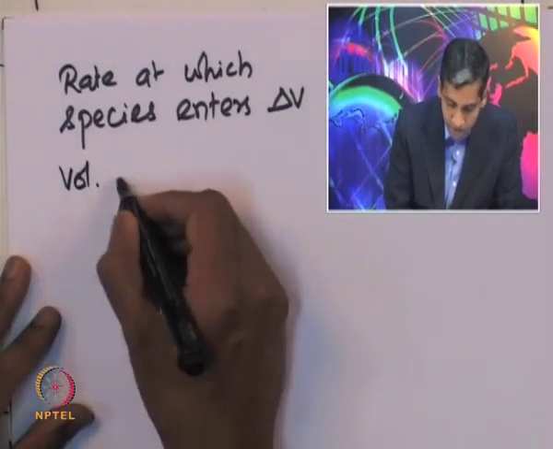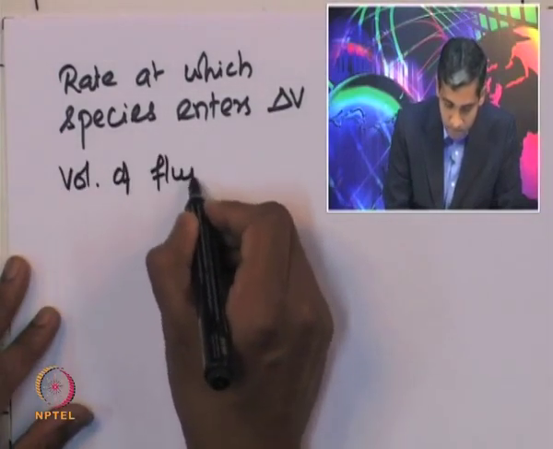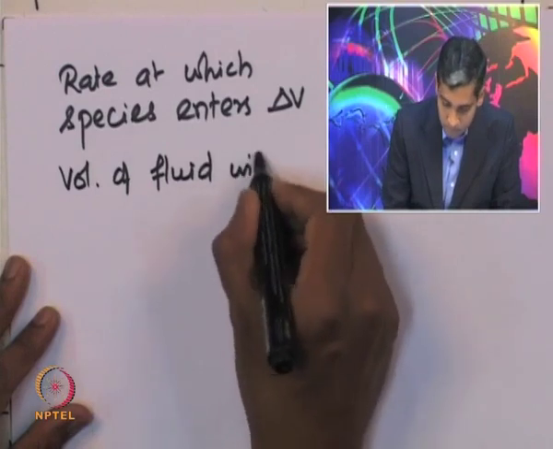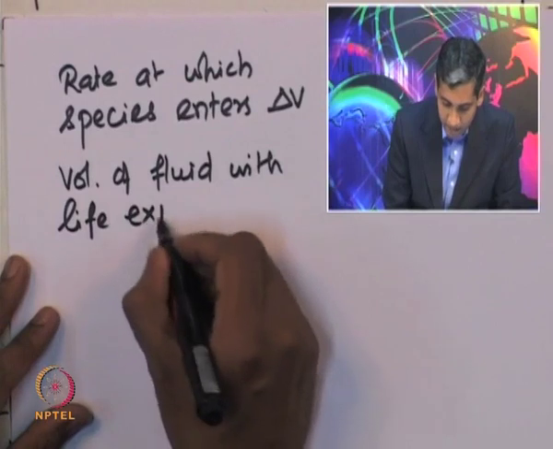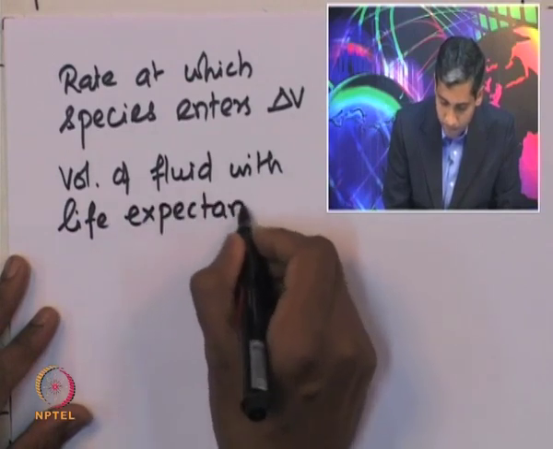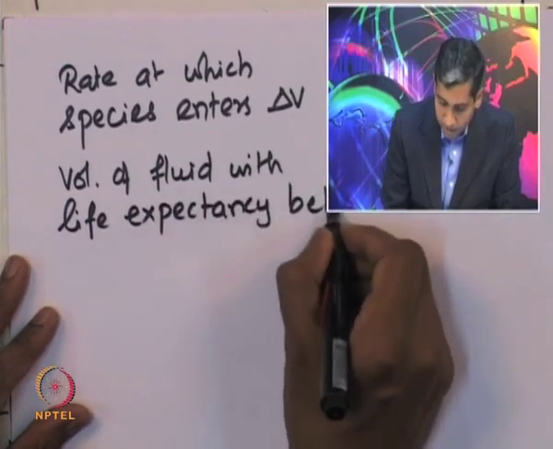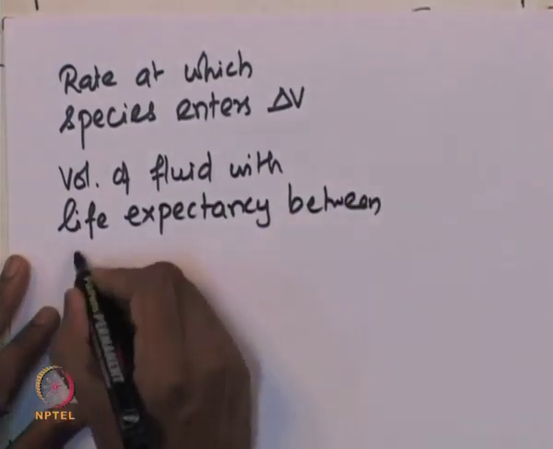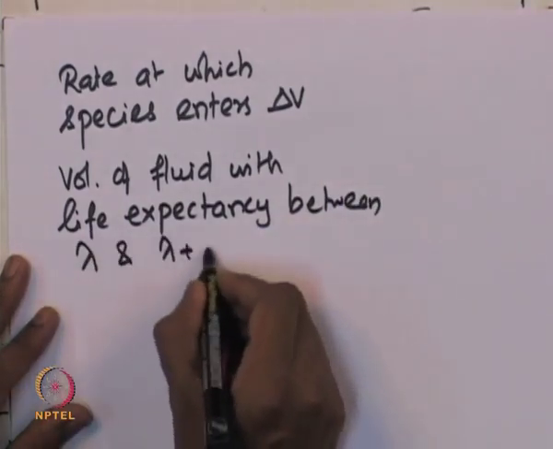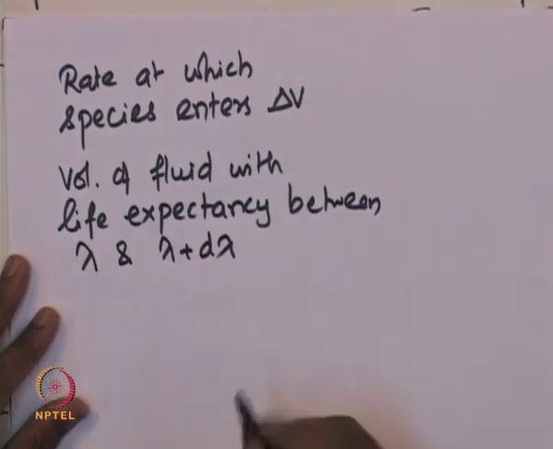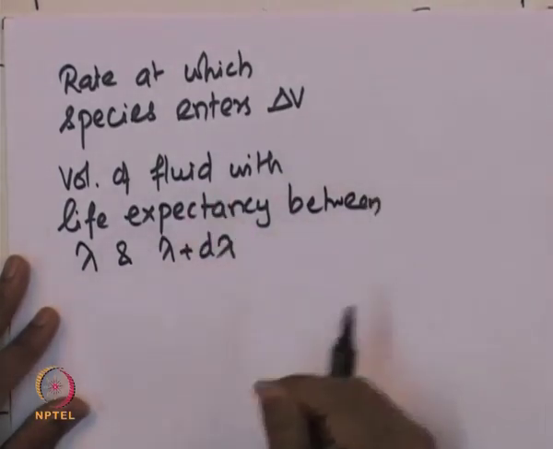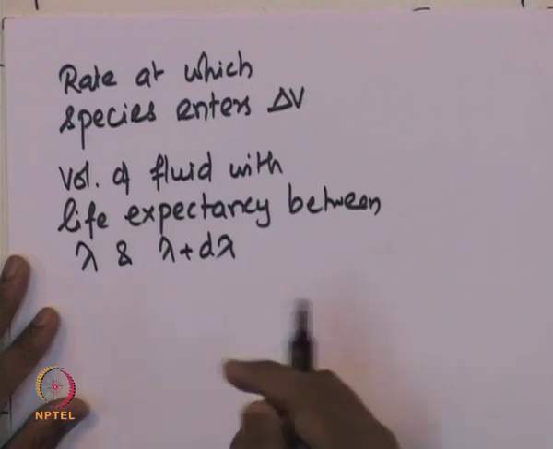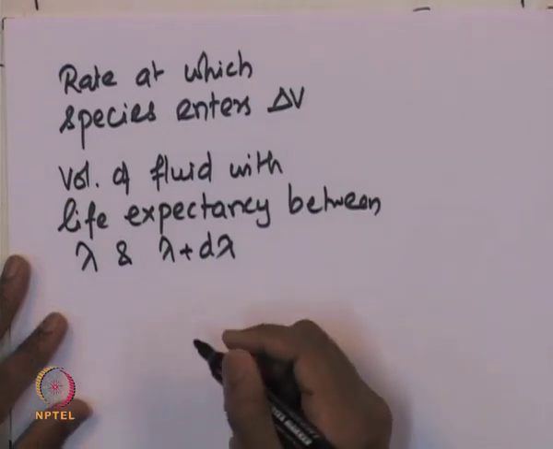So, the volume of the fluid with life expectancy between lambda and lambda plus d lambda. If we know this volume multiplied by the concentration, it will tell us the number of moles that is actually entering that particular element delta V.